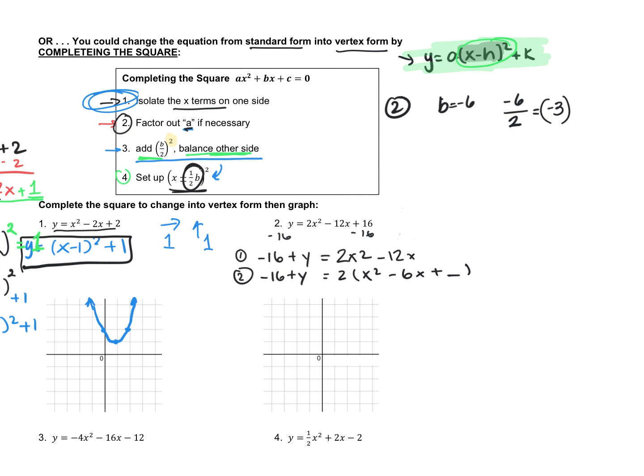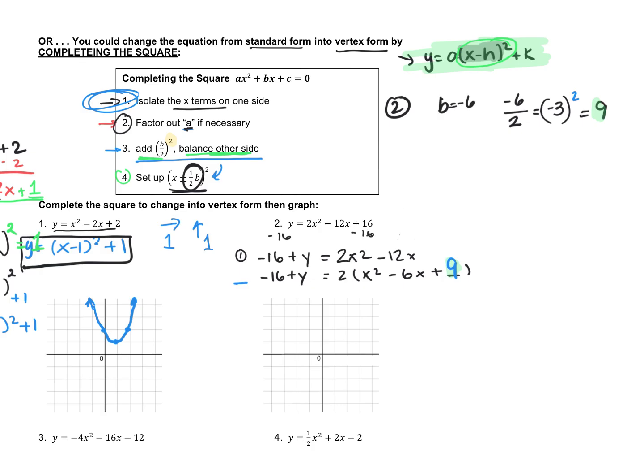Next step is to square it. When I square it, I get plus 9. When I take this 9 right here, it belongs here. It always goes there, okay? So I'm going to add 9.